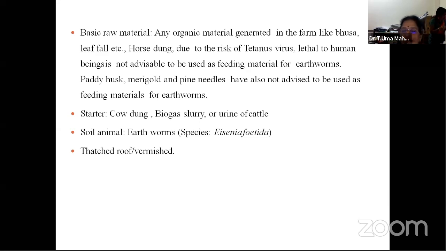And the next material required is earthworm. Already I told you it can be Eisenia foetida or Eudrilus eugeniae, which we can use. So these are the two basic things we need for production, the raw materials.